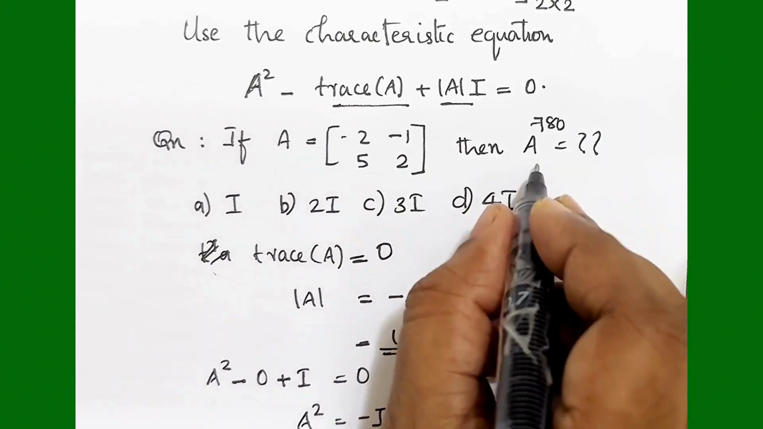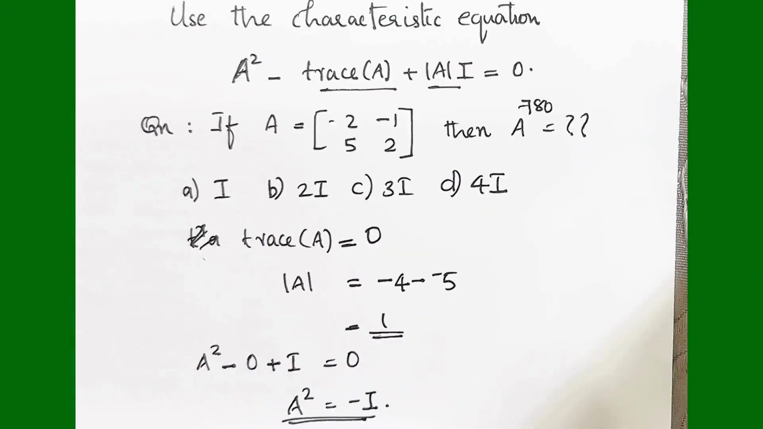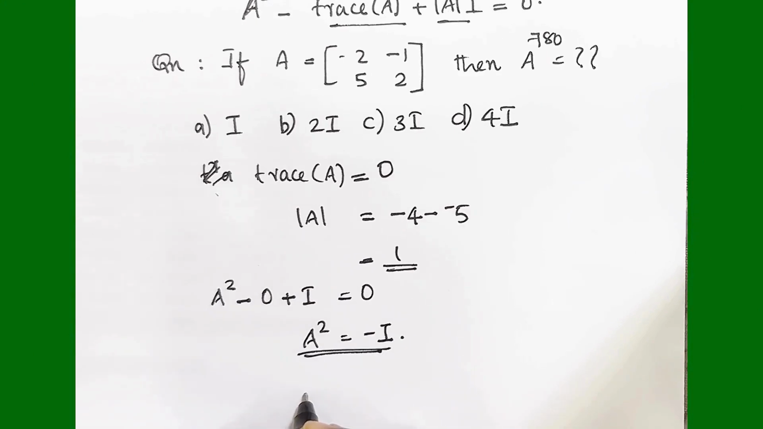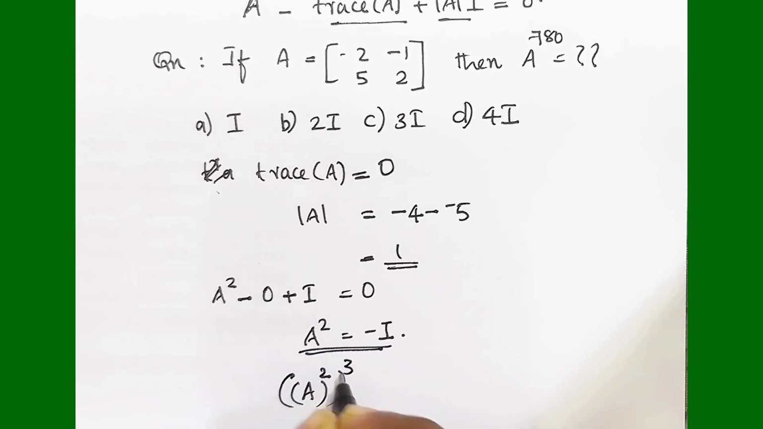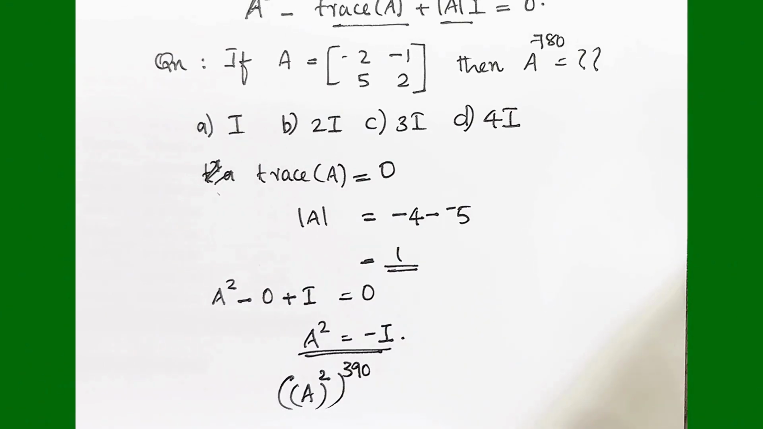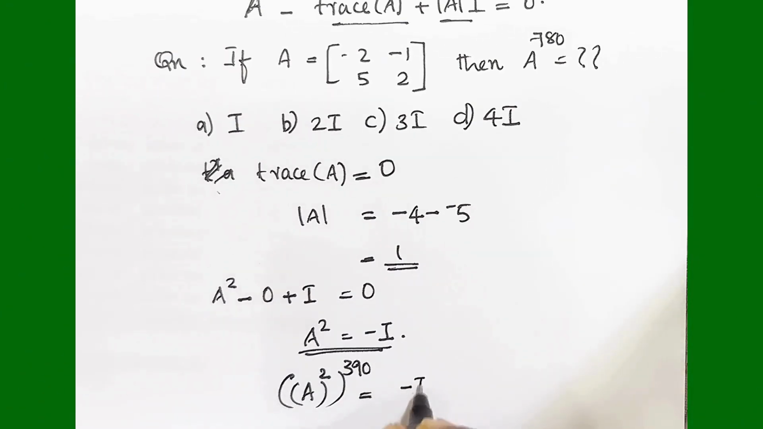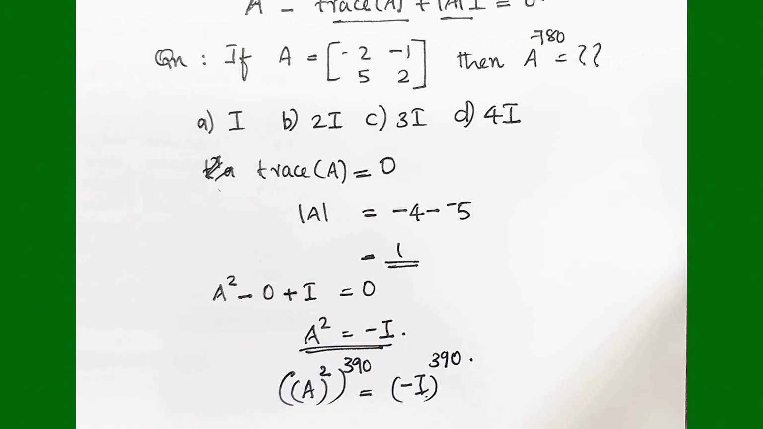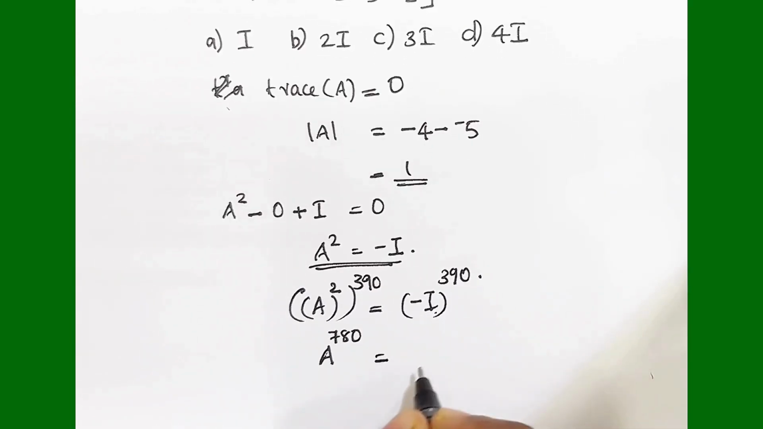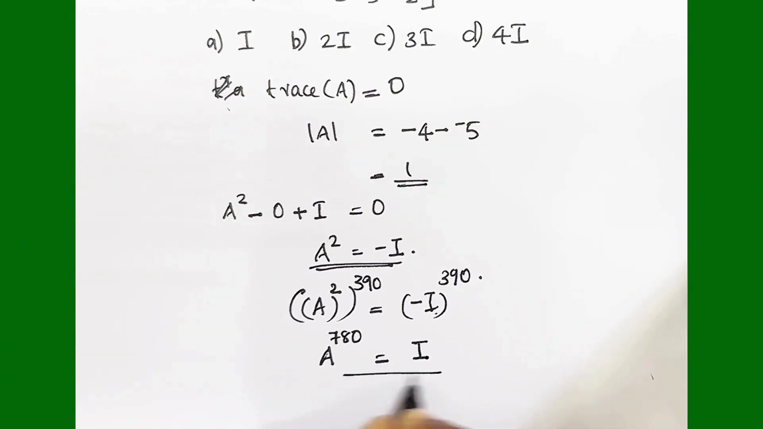Here we need to find the value of A to the power of 780 and we got A square is equal to negative I. So to get 780, we need to multiply the power with 390. So A square to the power of 390 is equal to negative I to the power of 390. And this negative I to the power of 390 means it is I itself. Therefore, A to the power of 780 is equal to I. Therefore, I is the final answer.